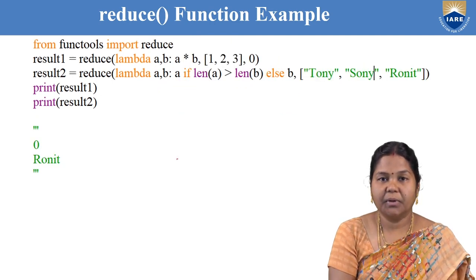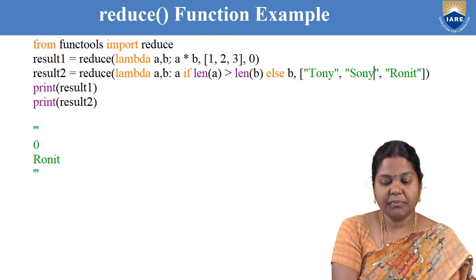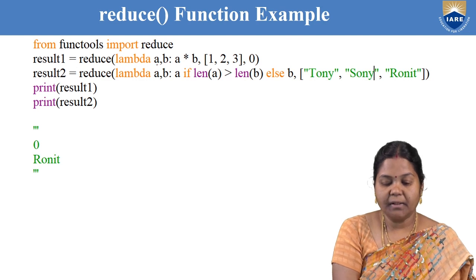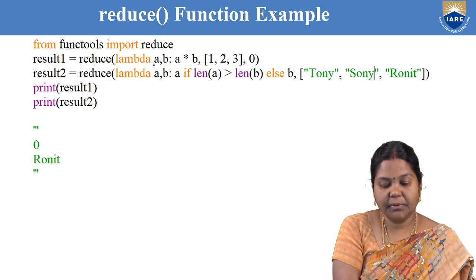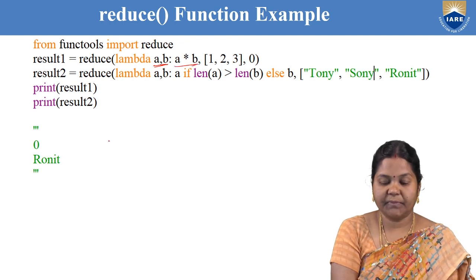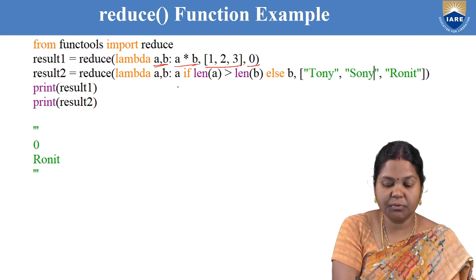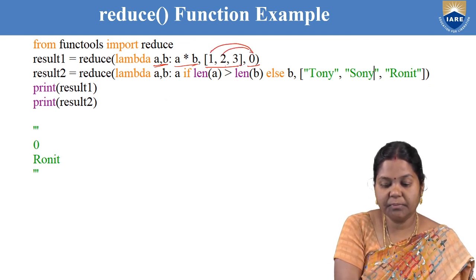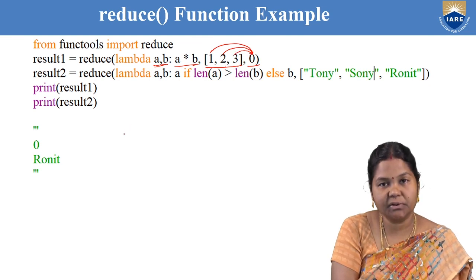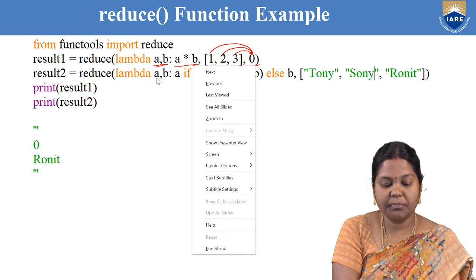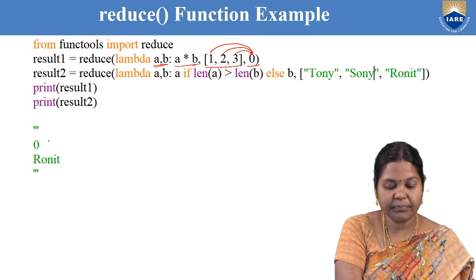Now let us see one more example of reduce. Here first we are importing reduce from functools. In the first example, lambda a, b are the two arguments. We are finding a into b. The first iterable is 1, 2, 3, multiplied with 0. That means 1 is multiplied with 0, 2 with 0 and 3 also with 0. So the output will be 0. You can see here the output is 0.